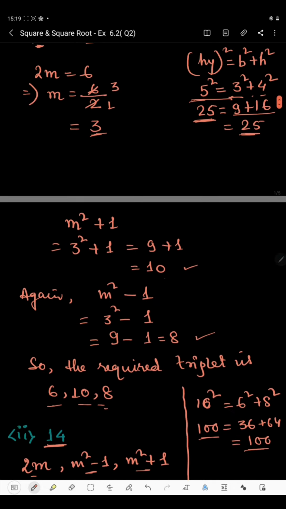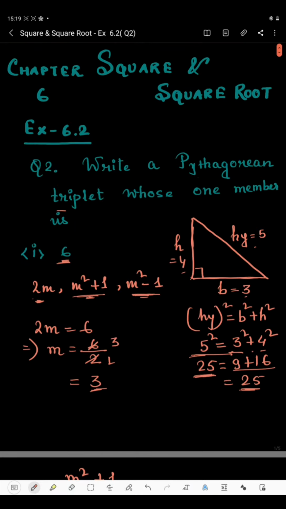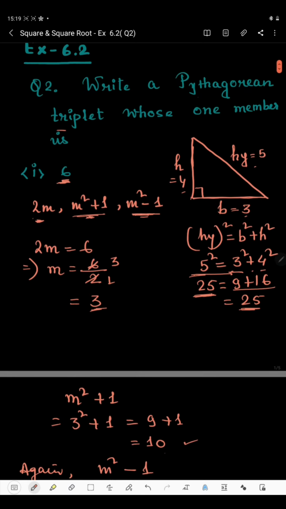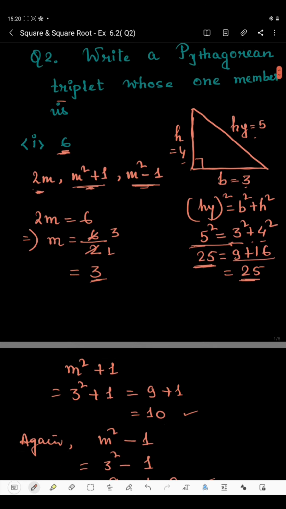All of you just remember one thing: whenever you get the value of m, this is not a member of the Pythagorean triplet. We need to put it in the second and third members to get the value of the second and third. One member will be given, and if you get the value of m, then you just put the value in the second and third members to get them. In this way we will find the Pythagorean triplet.